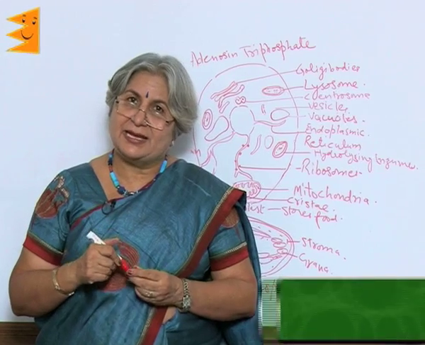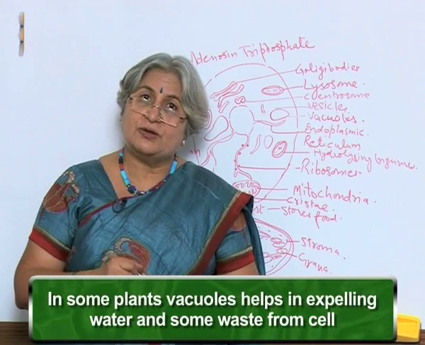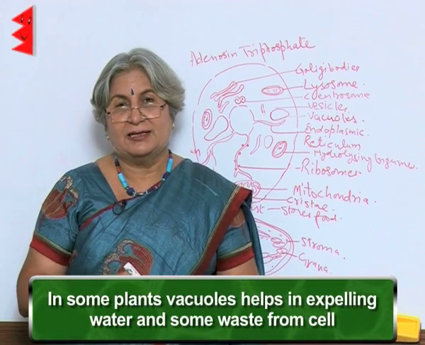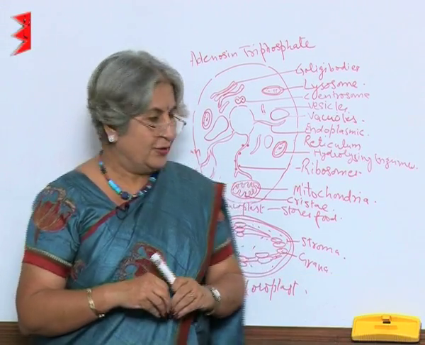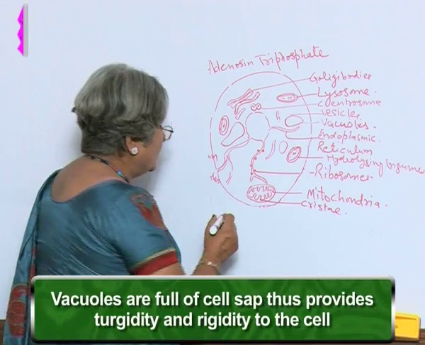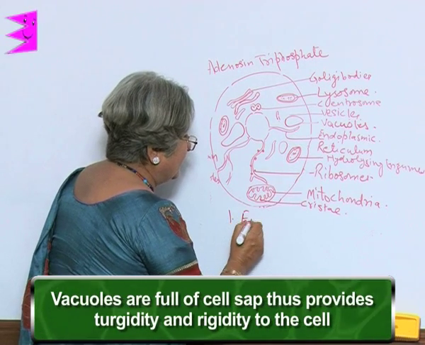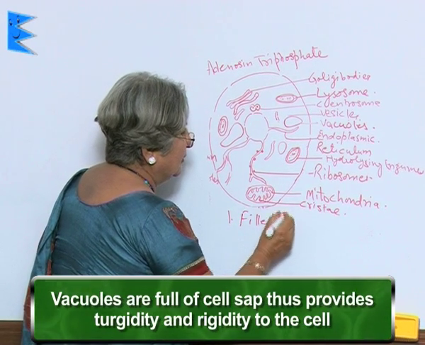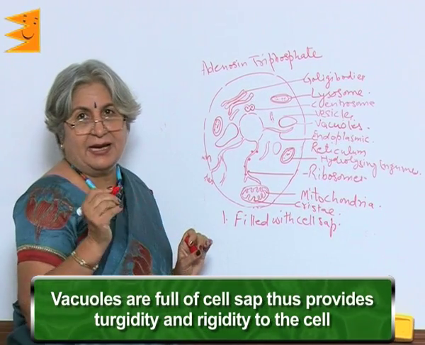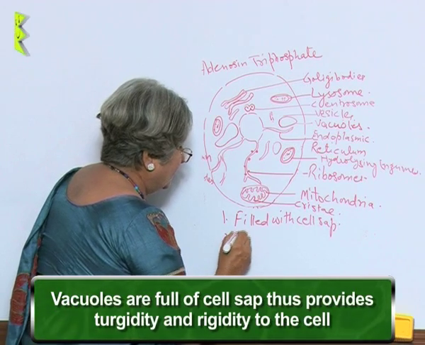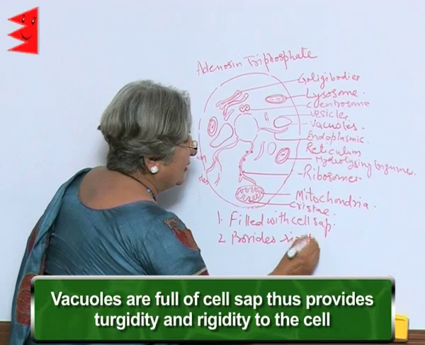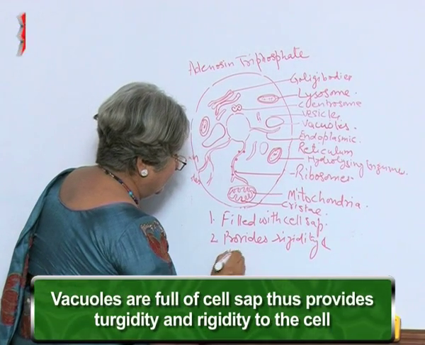In some cases, in the case of plants, vacuoles also act as excretory parts, because it is in the vacuoles that the waste products are stored. So, the vacuoles are filled with a watery content called cell sap, because of which it provides rigidity and turgidity to the cell.